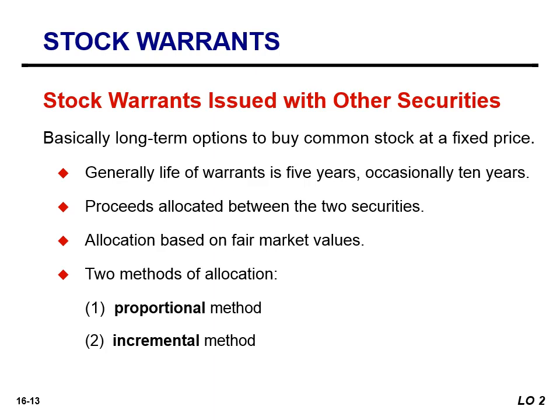When warrants are detachable, they can be separated from the stock and traded as a separate security. If the stock warrant is detachable and traded separately, the company allocates the proceeds between the two securities based on fair market values. And you use the proportional method or the incremental method that you learned in Chapter 15.